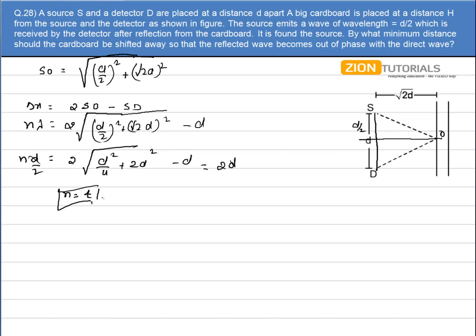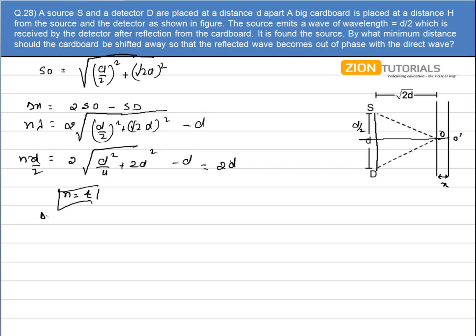Fine. Now the question says, by what minimum distance should the cardboard be shifted away so that the reflected wave becomes out of phase with the direct wave? Now if it is moved by a distance x, let's say this distance is x and this is the new point O dash. Fine. So the reflected wave and the direct wave will be out of phase, but the value of n will be 4, right?